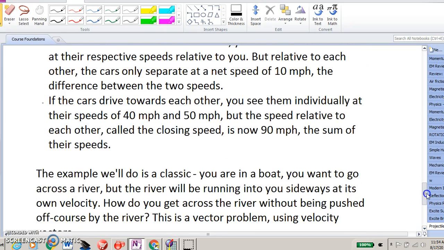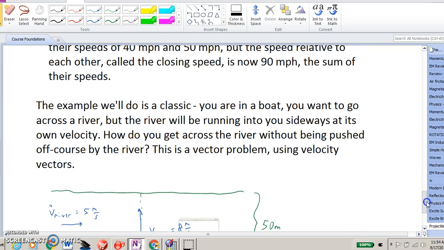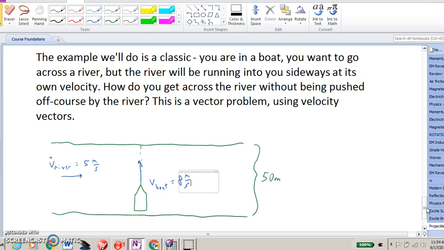The example I want to do, though, is a kind of a classic. It's a vector problem. All of these are vector problems, and we're talking velocity vectors now. This is something like if you're in a boat and you want to try to get to the other side of a river. Okay, so you want to just kind of steer your boat going straight across. The trouble is the river's also moving, but in a different direction. So it's a little different from the car example that we just mentioned.